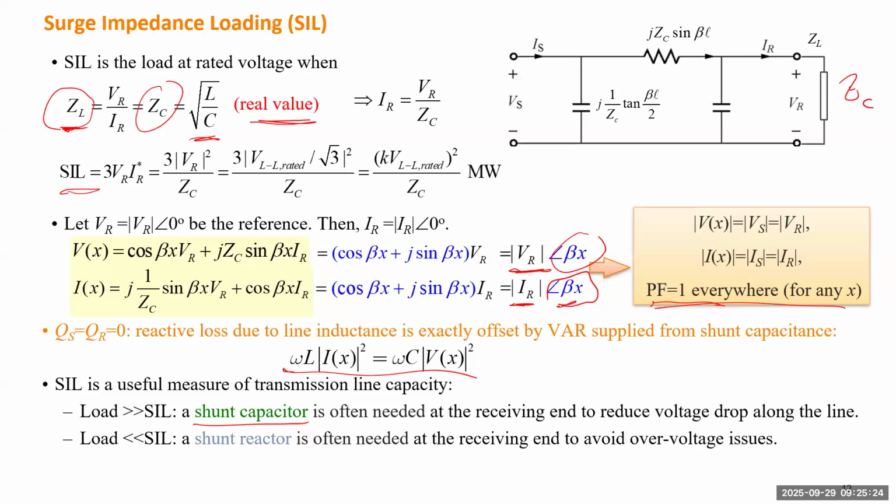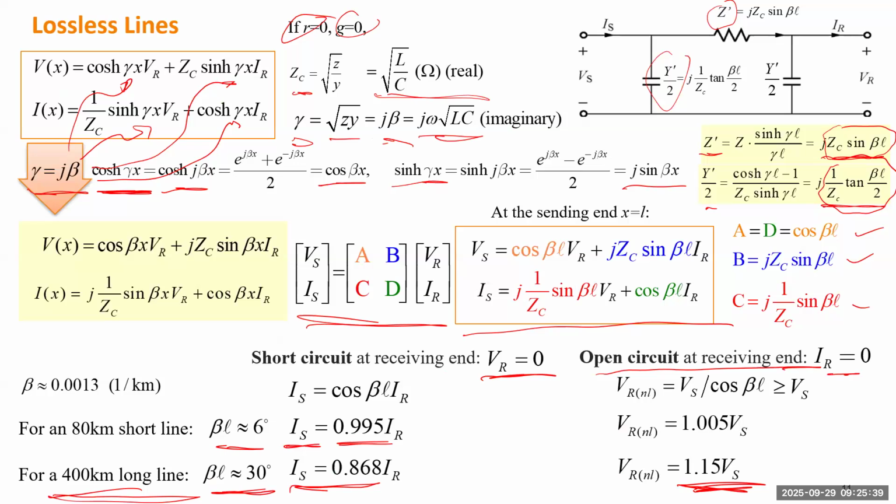On the other end, if the load is much smaller than the surge impedance load, you may need to have a shunt reactor to limit the overvoltage of the line. So that actually explains what happened on this slide. When you have an open circuit, which means the load is equal to 0, and the line is very long, the voltage will be much higher than the source voltage. So you need to add a shunt capacitor to limit the voltage.